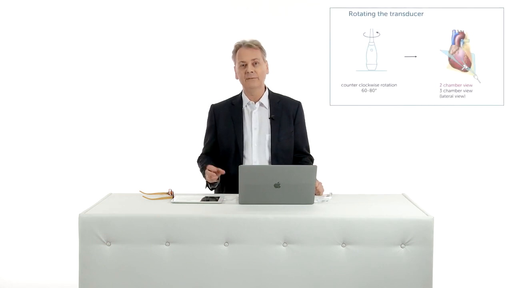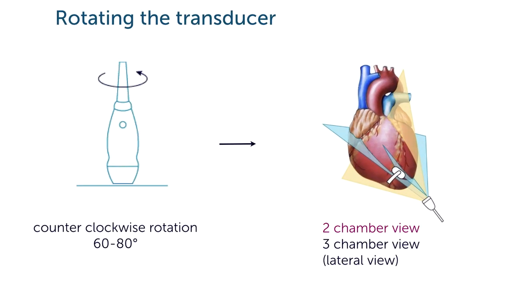So we're not yet done with the apical window. We learned what happens when you tilt the transducer. Now it's time to take a closer look at the rotational movement of the transducer. We'll look at the two-chamber view, the three-chamber view, and then we'll look at a special view which we call the lateral view. Let's take a look at the two-chamber view first.